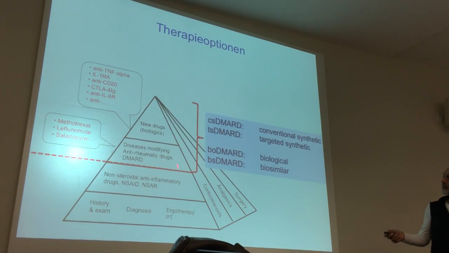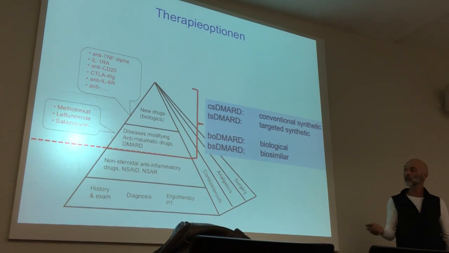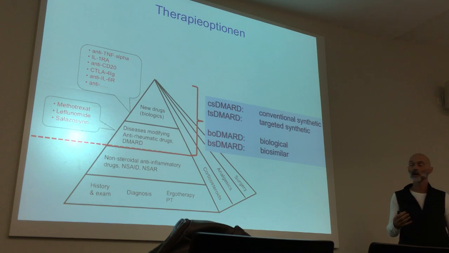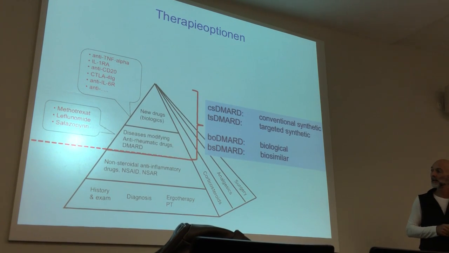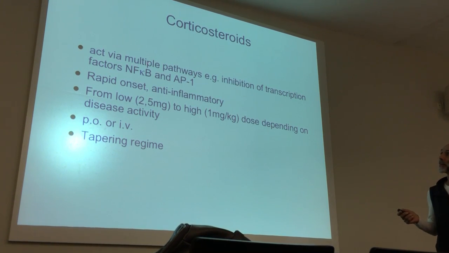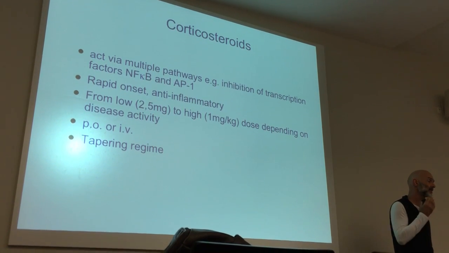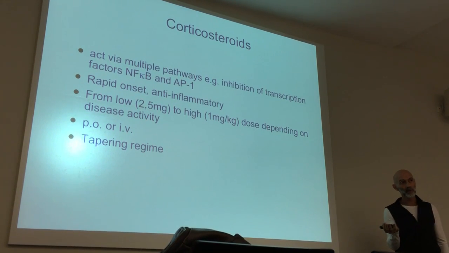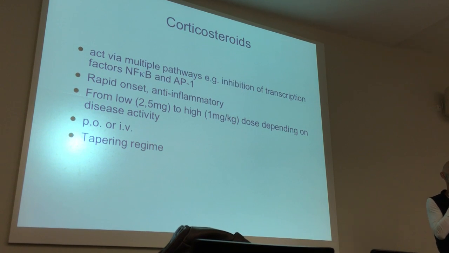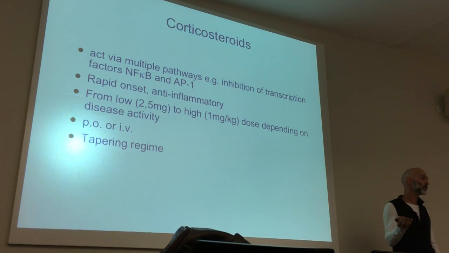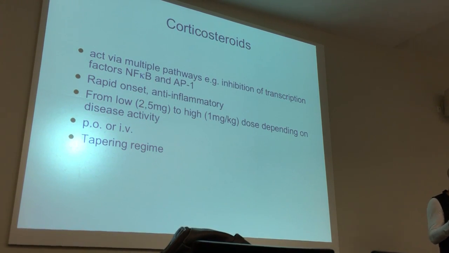I already showed you here that glucocorticoids always go in parallel with all these other treatments because glucocorticoids are very effective in treating these acute onset of the diseases. They act via multiple pathways, NF-kappa-B, AP-1 signaling pathways. They act very rapidly, that's why we like them so much. And they are very potent anti-inflammatory drugs. You can treat patients with low doses, up to very high doses, orally or IV.